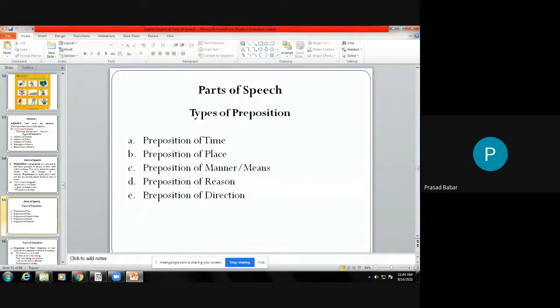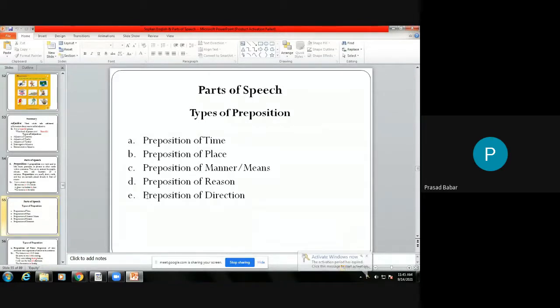Then let's see another slide. Prepositions also have different types. So let's see the types of preposition first. There are 5 types of preposition in the English language. And what are these types? We will see. The first type is preposition of time, which is related to time. The second is the preposition of place.